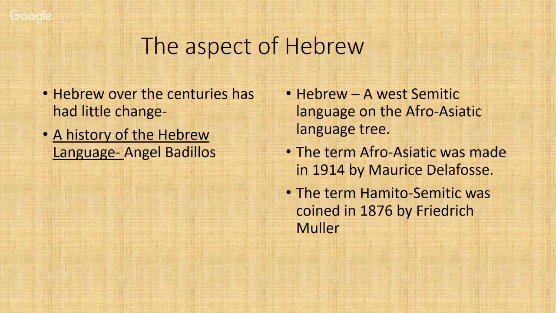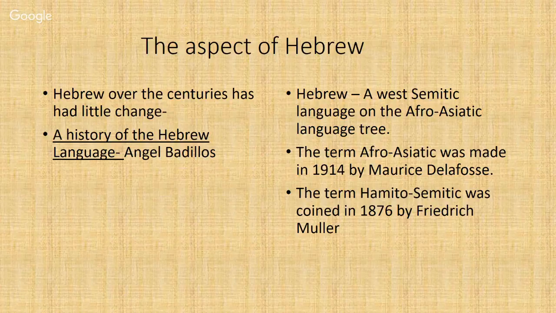All right. The term Hamito-Semitic was coined in 1876 by Friedrich Muller. All right. So when we're dealing in this particular regard, we're dating the time frame according to when they identified Hebrew to be part of what they refer to as the Hamito-Semitic languages or the Afro-Asiatic languages.